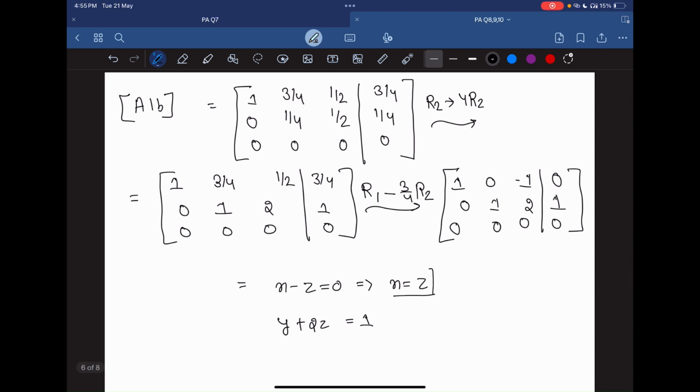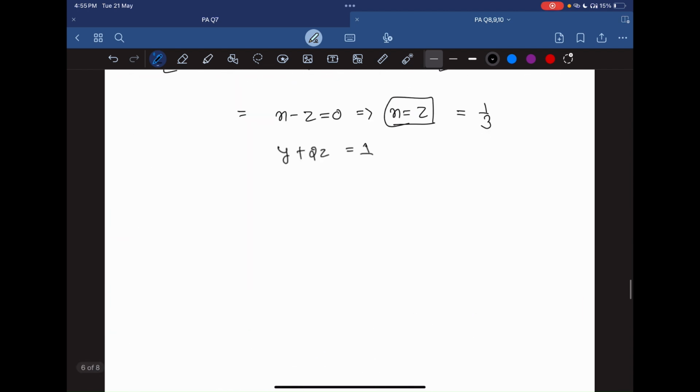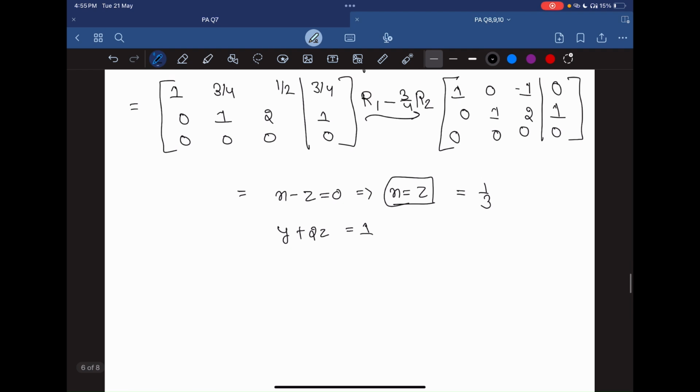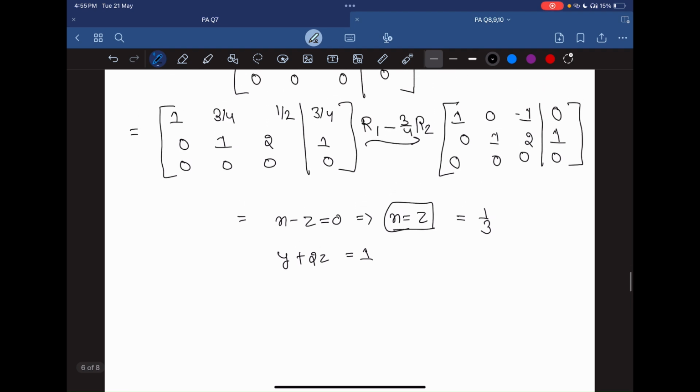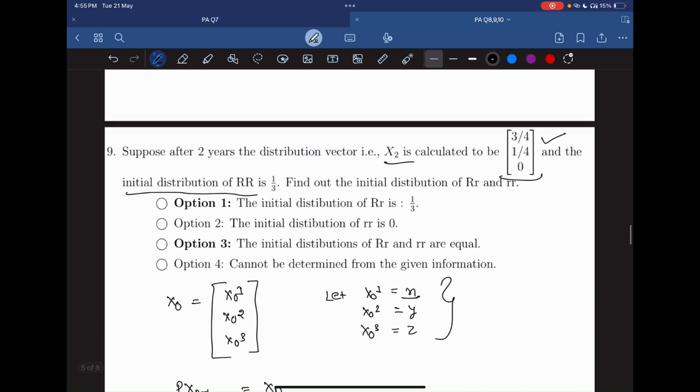So now x is equal to z, that means z is equal to 1 by 3, as we have been given the x value to be 1 by 3, and y plus 2z is equal to 1. So we get y plus 2 by 3 is equal to 1. So y is equal to 1 by 3, where y denotes the probability for capital R, small r, and z denotes the probability for small r, small r. Let's look at the options.